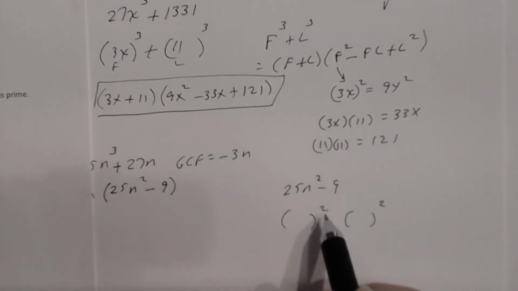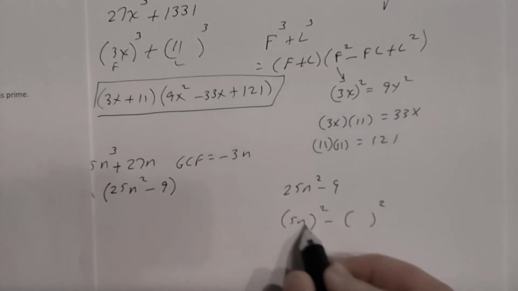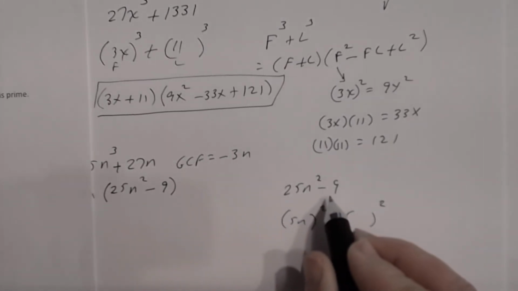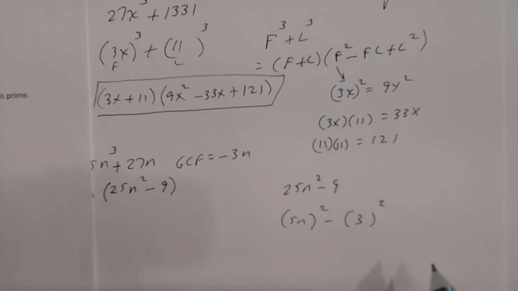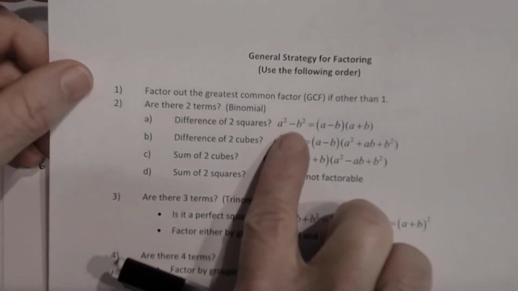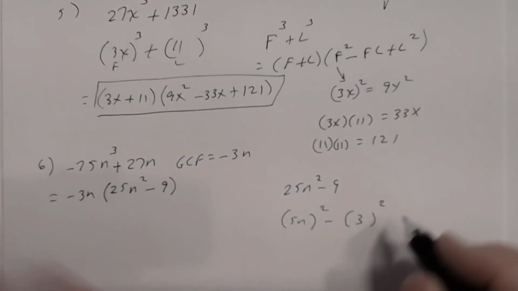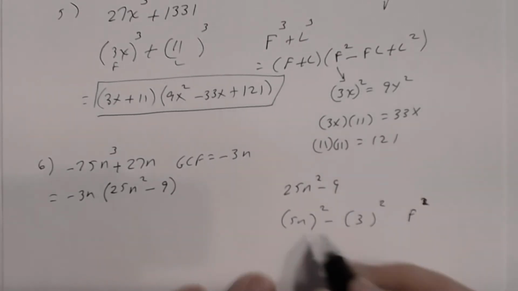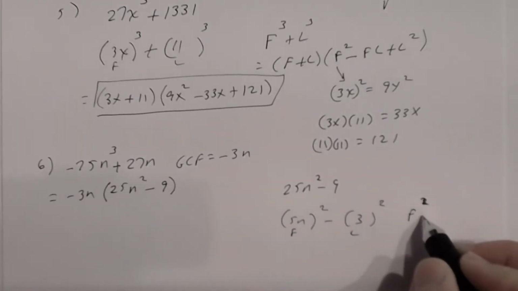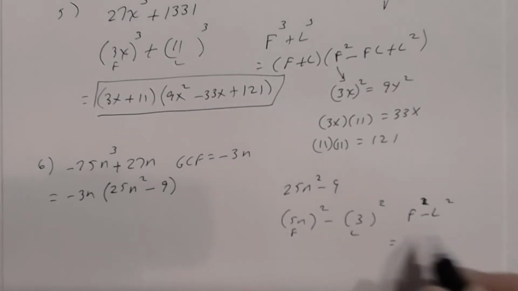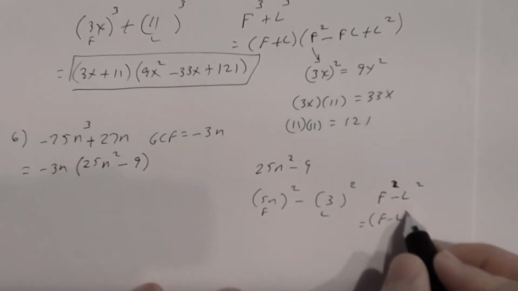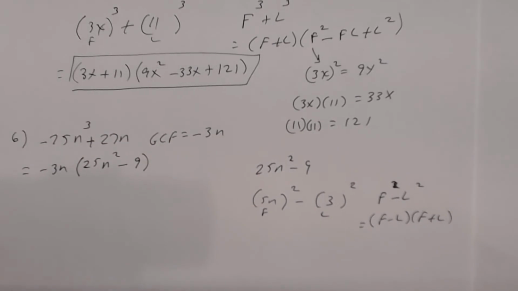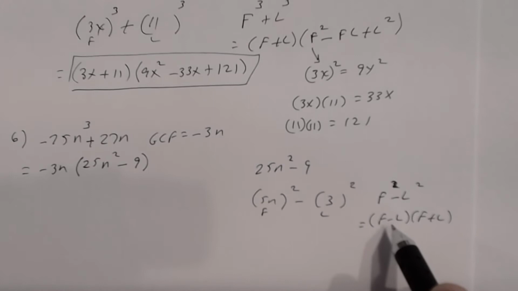So what times itself is 25n squared? Well, 5n. And what times itself is 9? Well, that's 3. So it's the difference of two squares. And so remember the formula for the difference of two squares. Again, the way we learned it in the lesson was if I wrote this as f squared minus L squared, then it's just f minus L times f plus L. Okay, so the terms are in the same order, except the signs are different.